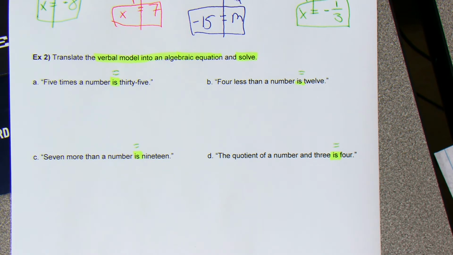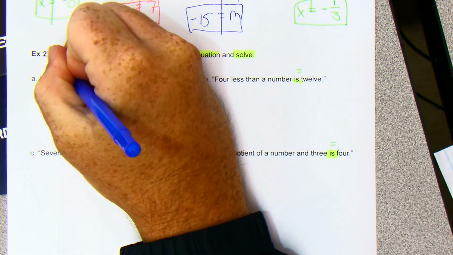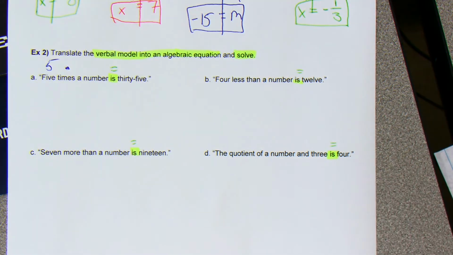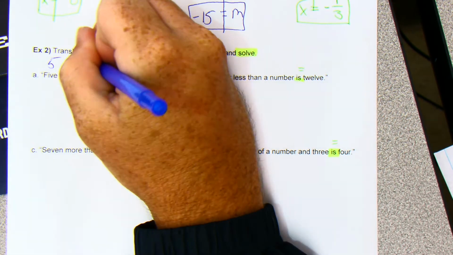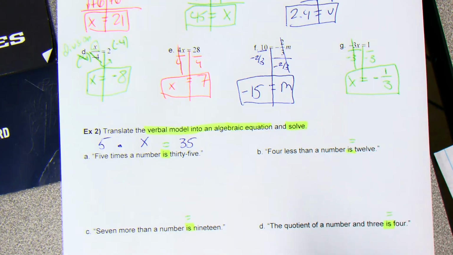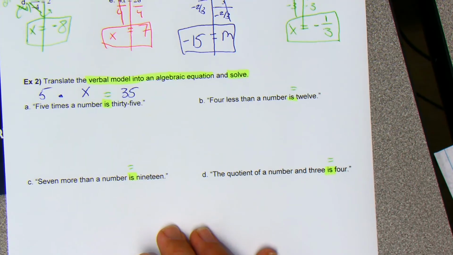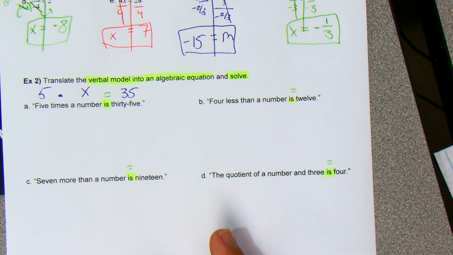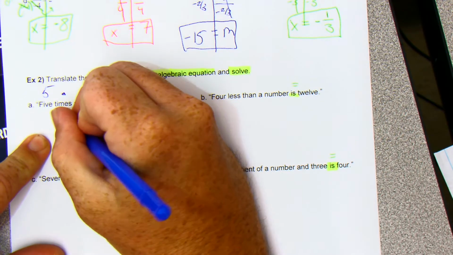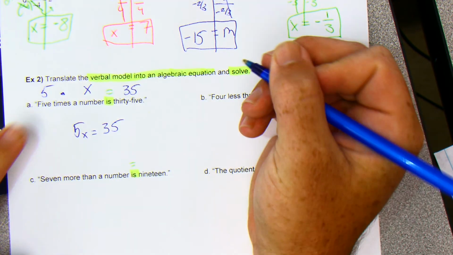All right, let's look at number 2a. It says 5 times a number is 35. So I know that I have 5, then I have times, and when we use a number, let's use x. And then I have is 35. I'm not going to write out 5 times x, I'm just going to put 5x, because we know if there's a number attached to our variable, we are doing multiplication. So now I have 5x equals 35. But I'm not done.